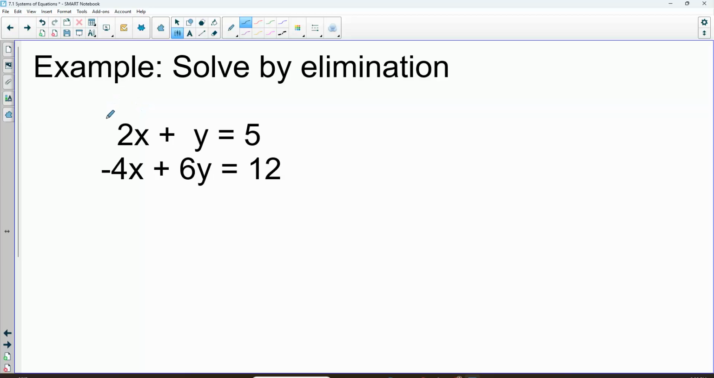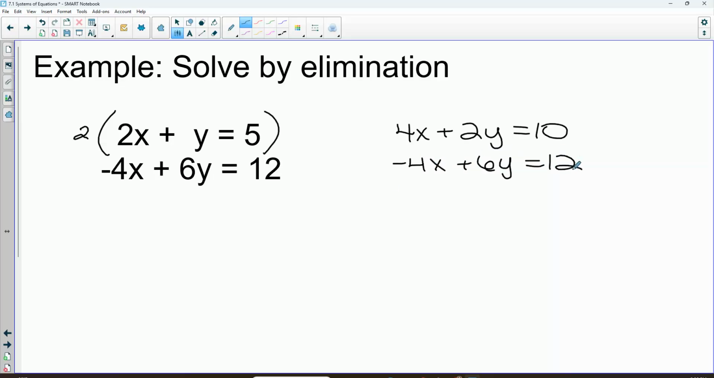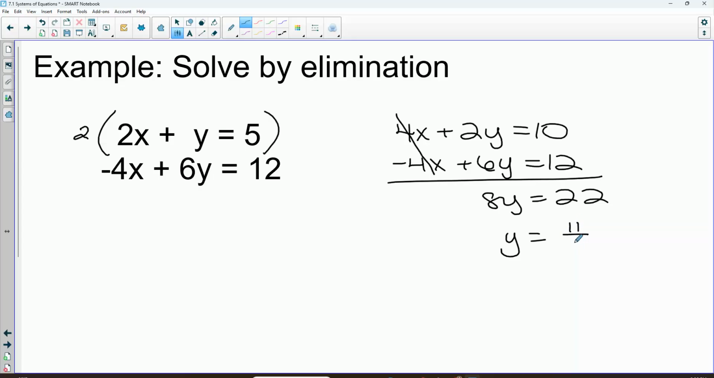So if I wanted to cancel my x, what would I multiply the top one by? Actually just 2, since that's already a negative 4. If I wanted to cancel my y, what would I multiply by? Negative 6. Alright, so then I have 4x plus 2y equals 10. Negative 4x plus 6y equals 12. When I add, positive and negative 4x cancel. So I get 8y equals 22. Divide. And that gives me 11 fourths.